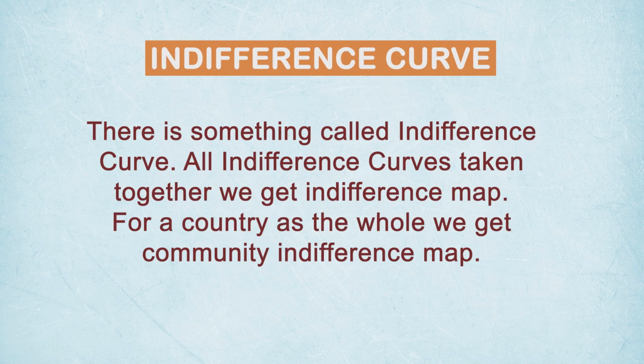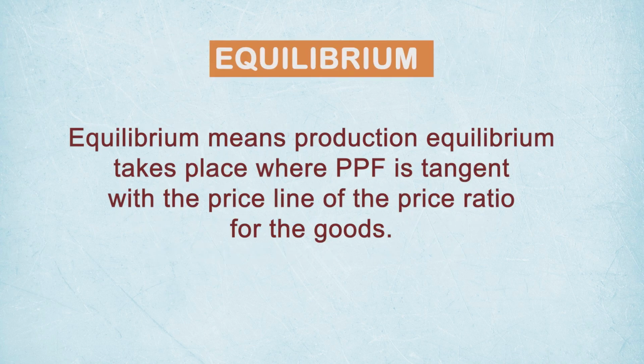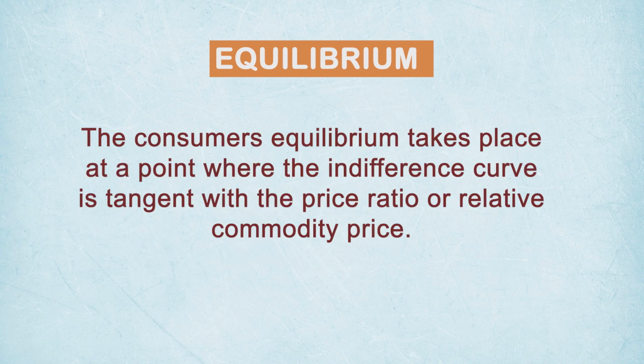And students, you know there is something called an indifference curve. All the indifference curves taken together give the indifference map. And for a country as a whole, I get the community indifference map. Then the equilibrium: production equilibrium takes place where the PPF is tangent with the price line or the price ratio for the goods. And the consumer's equilibrium takes place at a point where the indifference curve is tangent with the price ratio or the relative commodity price. So these are the three concepts that we will explain in more detail, in a more complicated way, in module 6.